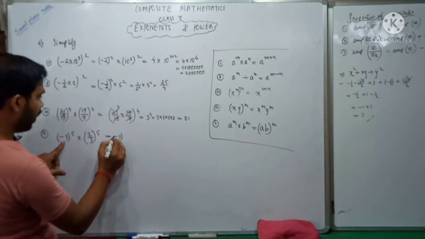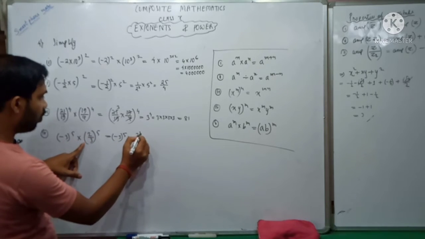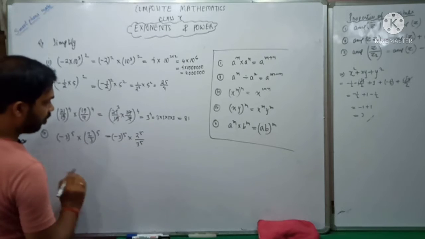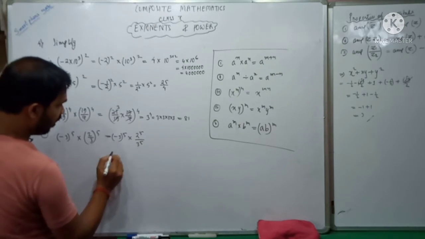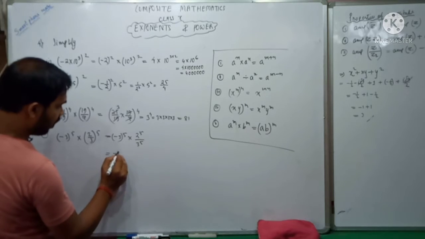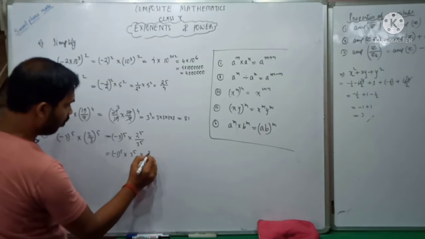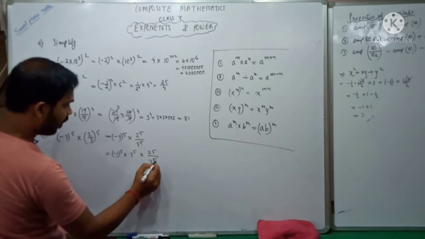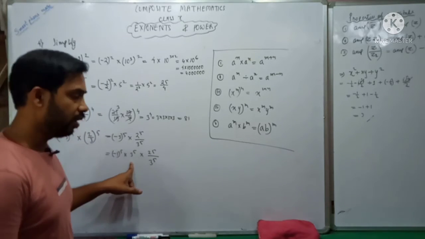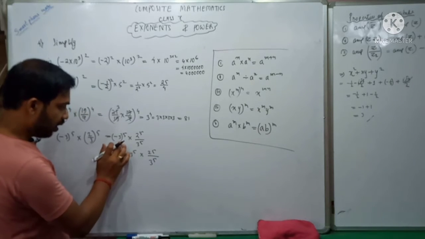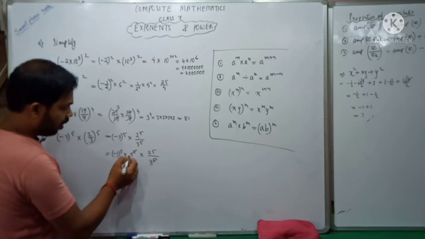Minus 3 whole power 5 into, this one you can break out as 2 power 5 by 3 power 5. Okay. Now you see, this one you can write minus 1 whole power 5 into 3 power 5 into 2 power 5 by 3 power 5. Now it is multiplied, then we can cancel out numerator and denominator. Okay. So this part is the numerator, because 1 always remains in the denominator part. So these two we can cancel out.